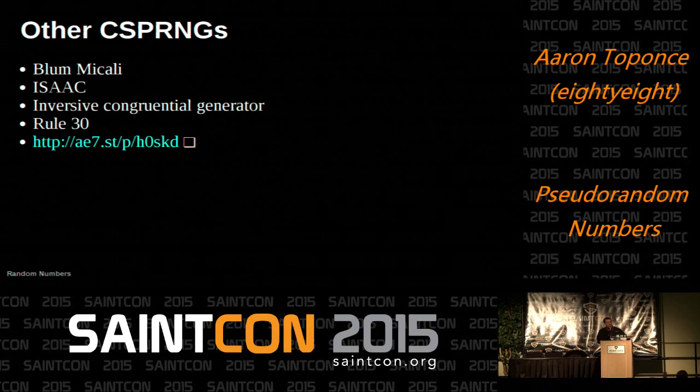Blum-Blum-Shub addressed the quadratic residuosity problem. Blum-Micali is another one that you could do by hand that addresses the discrete logarithm problem. Some others, like ISAAC, the inverse congruential generator. Rule 30 is by Stephen Wolfram of Mathematica and Wolfram Alpha fame. Turns out the guy is not only a good businessman, but he's a sharp mathematician and computer scientist as well. He developed Rule 30 as a random number generator where it looks at the chaotic nature of cellular automata. There's an article on it, and there is some controversy as to whether or not it's actually cryptographically secure, but nonetheless, I think it's interesting for discussion.